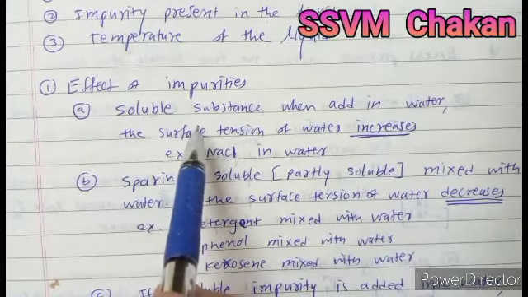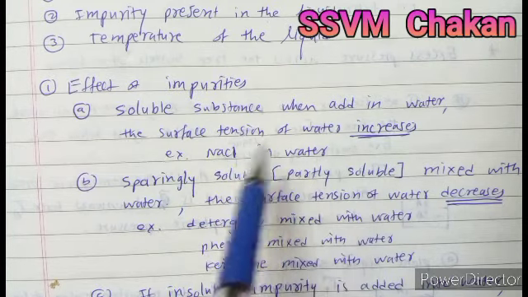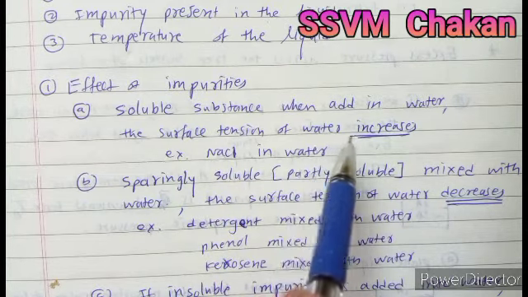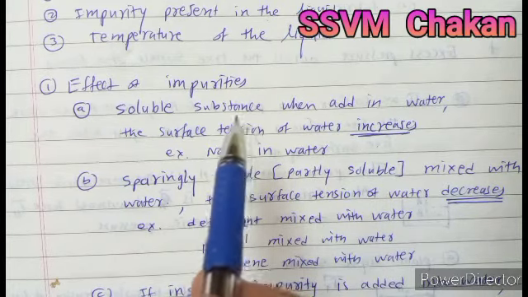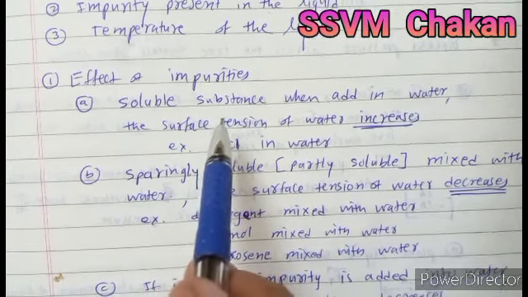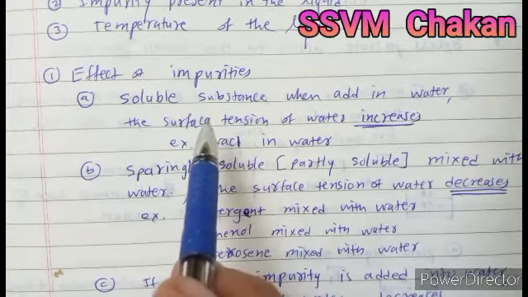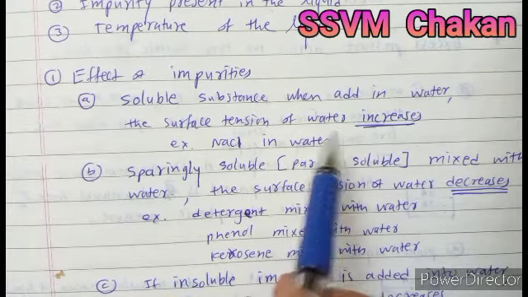First we say the soluble substance. When added in water, the surface tension of water increases. सोल्युबल म्हणजे जी इम्प्युरिटी एखाद्या लिक्विडमध्ये पूर्णपणे विरघळली जाते. इथं आपण वॉटर घेतलं. वॉटरमध्ये जर एखादी इम्प्युरिटी पूर्ण विरघळली जाणे, त्या केसमध्ये सरफेस टेन्शन हे इन्क्रीज होतं.